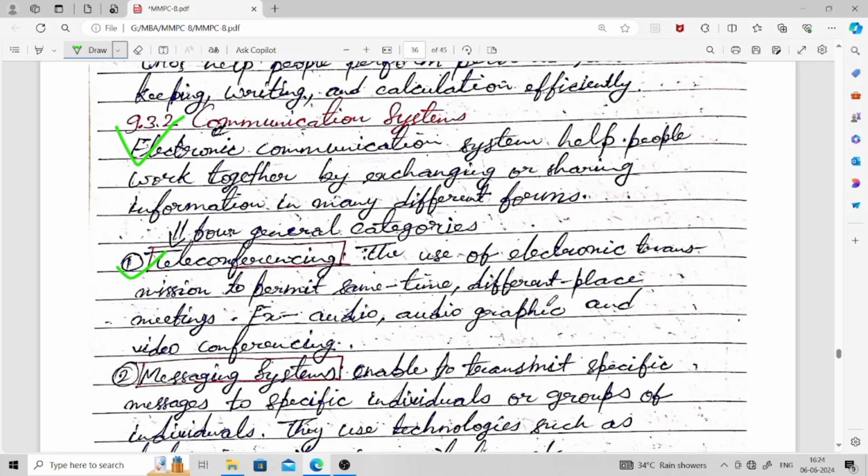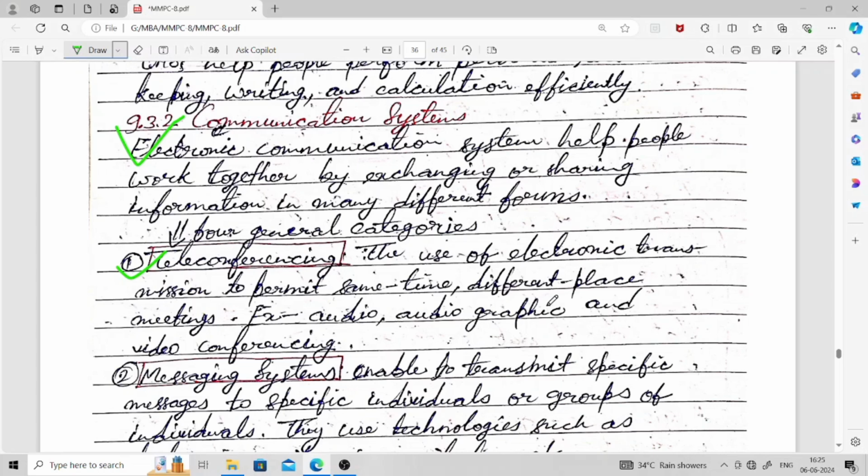Just like audio teleconferencing, it happens when we talk with people. When many people talk with each other at the same time, that is known as audio conferencing. Then there is audiographic, which means that with the audio we share images also. And in video conferencing, live videos of all who are connected can be shared at the same time. That's what happens in video conferencing.